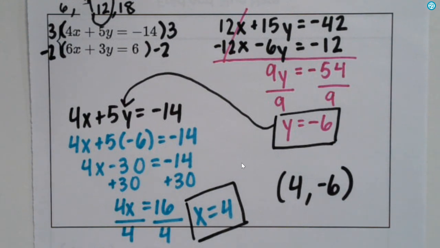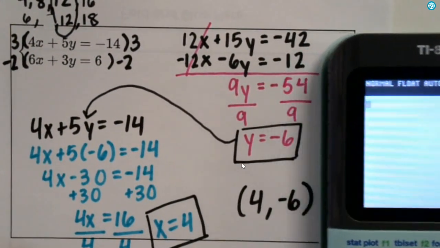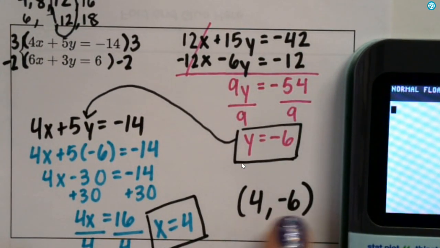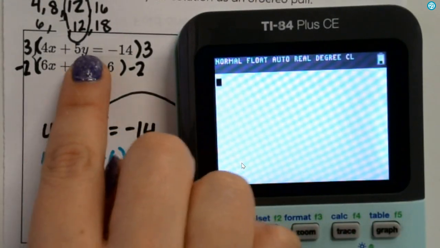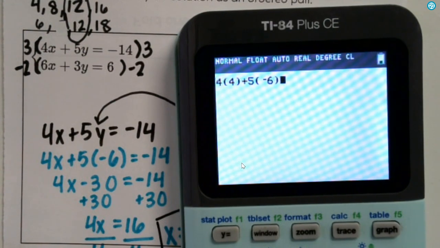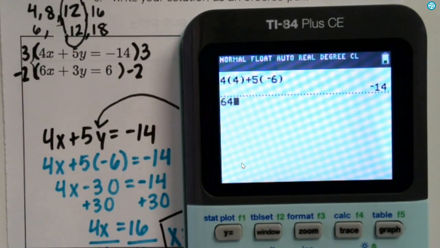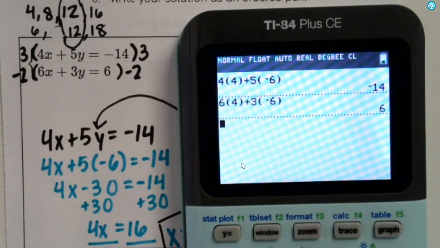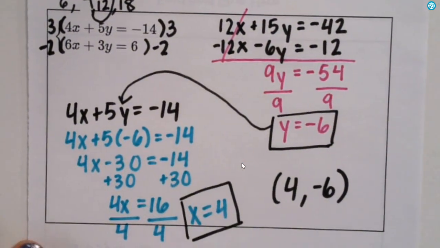Okay, I want to show you guys one thing, which is how to check this. We're going to check this one. We won't check the next one. If I wanted to check the solution to this equation, I got 4, negative 6. So I'm going to plug in 4 for x. I'm going to plug in negative 6 for y in both these. So 4 times 4 plus 5 times negative 6 is negative 14, which is what I want it to be. 6 times 4 plus 3 times negative 6 is 6, which is what I want it to be. So you can always check by plugging in both x and y.